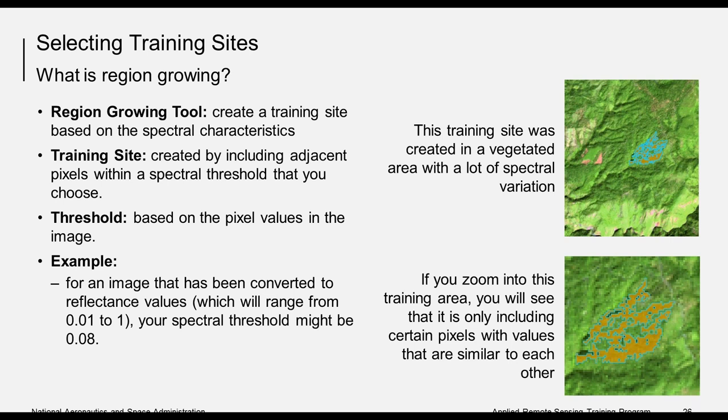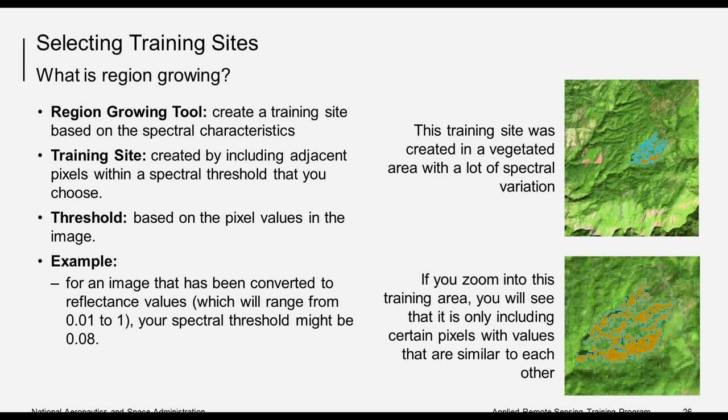So you need to understand the pixel values in your image. An image that's been converted to reflectance will have much different pixel values than one that has not been converted. Similarly, a Landsat 8 image that hasn't been converted to reflectance will have much different pixel values than a Landsat 5 image, because the Landsat 8 image is 12-bit and the Landsat 5 image is 8-bit. So your total spectral values are going to be much different.